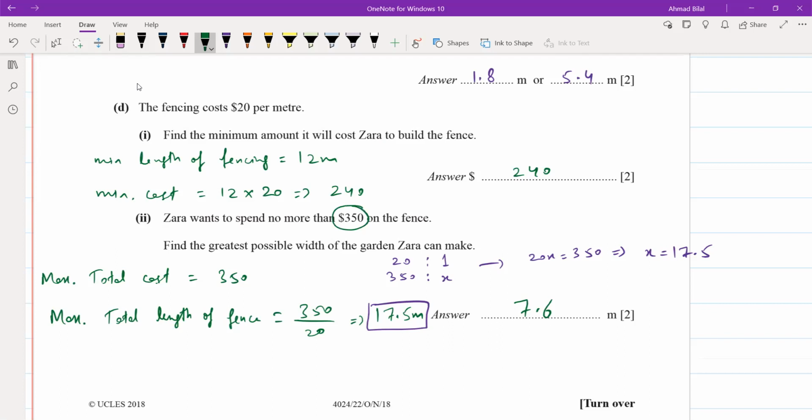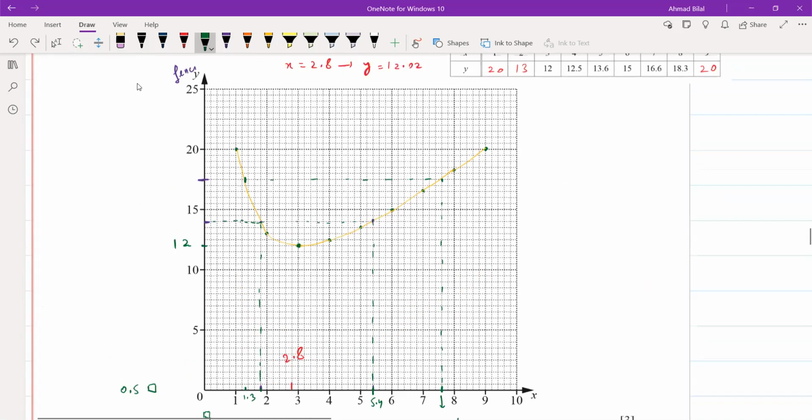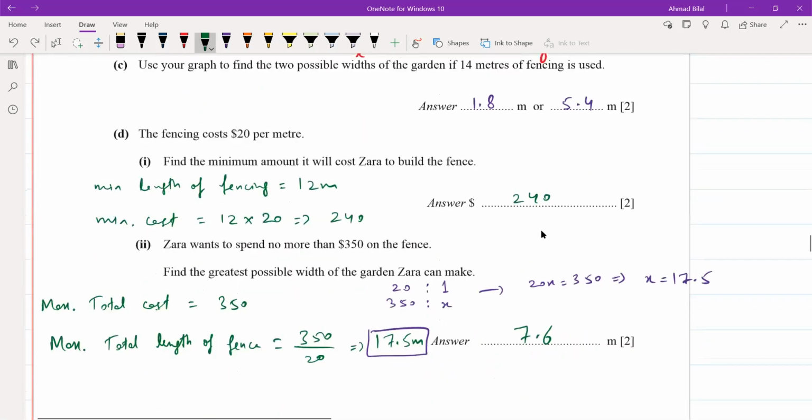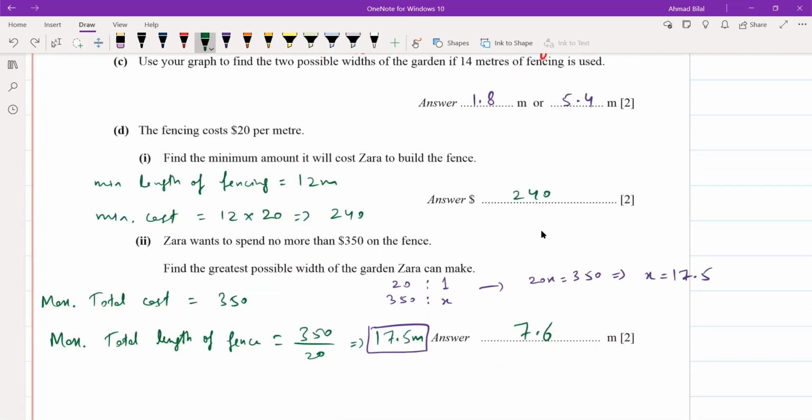$350 थे, $350 से हमने क्या किया, हमने corresponding length of fencing required calculate कर ली, that's 350 over 20, that's 17.5। The total length of fencing आ गई, उस fencing के against what we do is we find the corresponding value of width on the x-axis. That turns out to be 7.6 here, and that's our result.